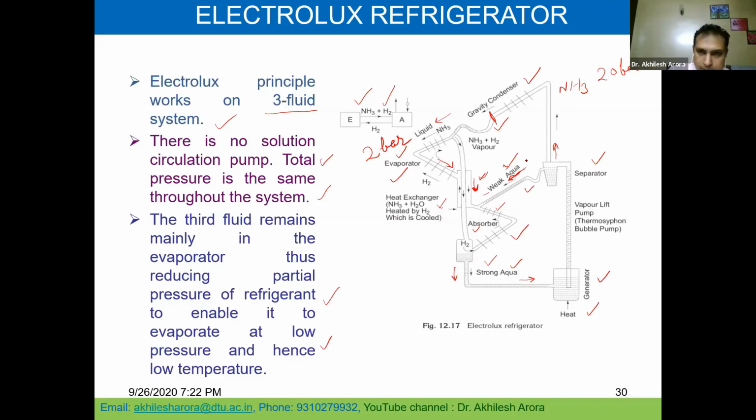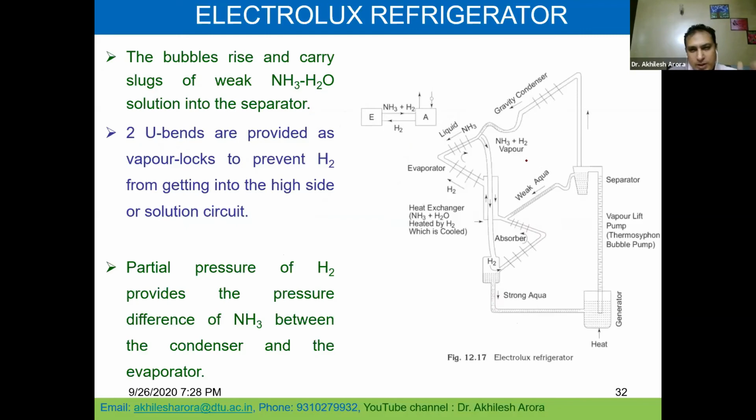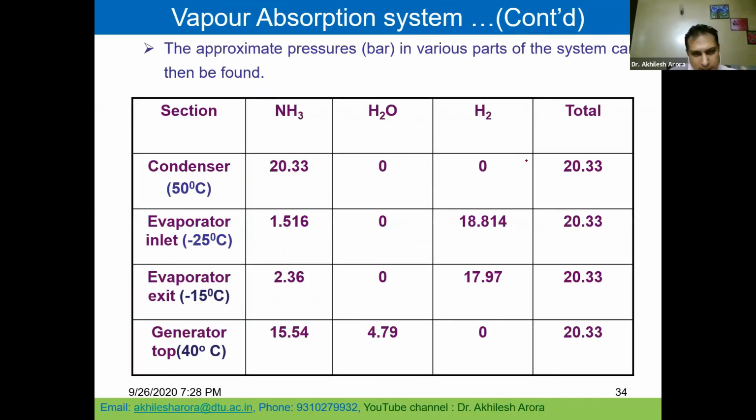So I hope the functioning of this Electrolux refrigerator is clear to you. I will not go much further here because I have already explained it from the diagram, but I would like to show you this particular slide. Here you can see the condenser temperature is 50 degrees, and the pressure of the ammonia is 20.33. The moment it reaches the evaporator inlet, the pressure of ammonia has dropped to 1.5 bar, and at its exit, its temperature is minus 15.